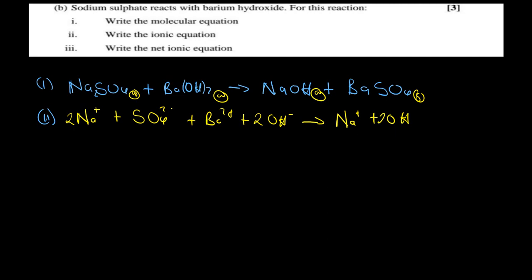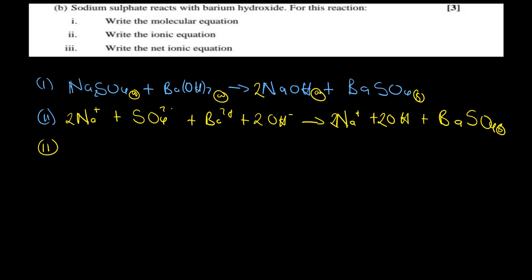So you write 2 because you have 2 hydroxide there, and you also have 2 sodium there. That is when you balance the reaction. So here there was supposed to be 2 there. Okay, so that is the balanced reaction. Then plus barium sulfate will remain like that. So this is a solid. So we can see that we are done with it. That is how to write the ionic equation.